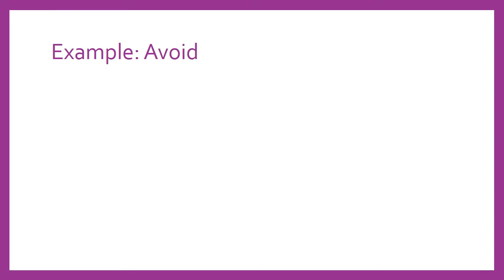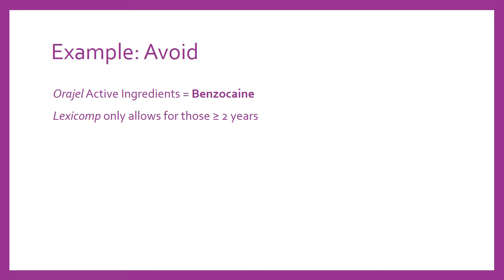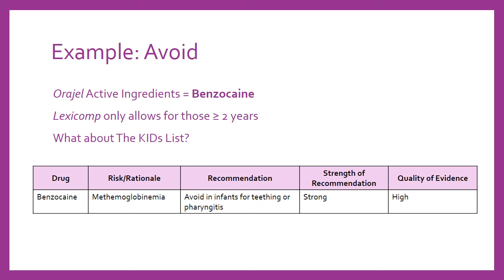So where do you start? Well, you know the active ingredient in Orajel is benzocaine. You could look at pediatric or neonatal Lexicomp and see benzocaine formulations are only recommended in those 2 years of age or older. You could keep scanning through Lexicomp, or you could go to the kids list. So what does the kids list say? Well, it says benzocaine can cause methemoglobinemia. You know that this is when methemoglobin is highly elevated and you're basically not getting enough oxygen. It can be life-threatening, so this is certainly an ADR most clinicians would want to avoid. This is a strong recommendation, meaning most clinicians would also agree with this recommendation. And there's also high quality or amount of published evidence.